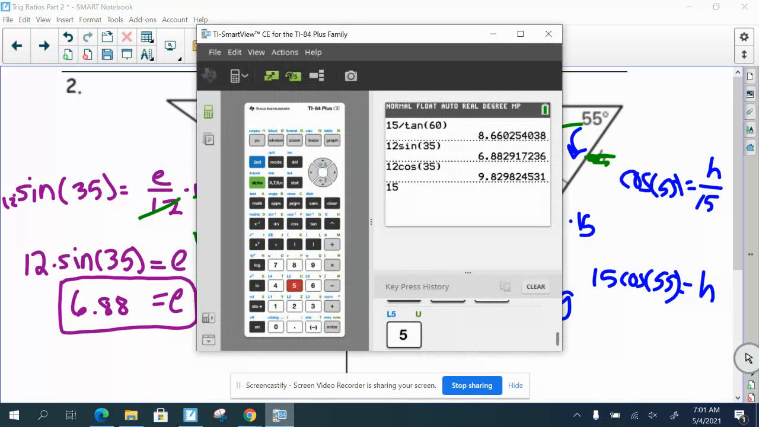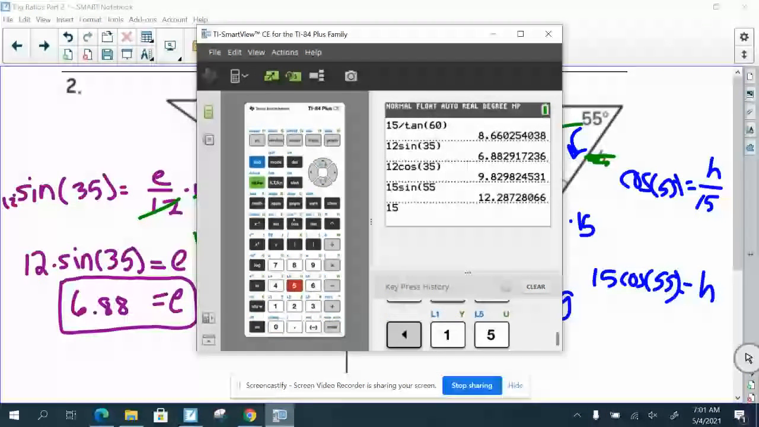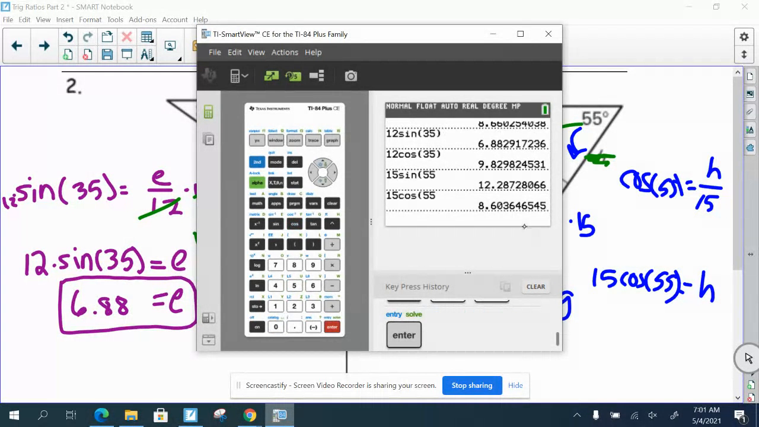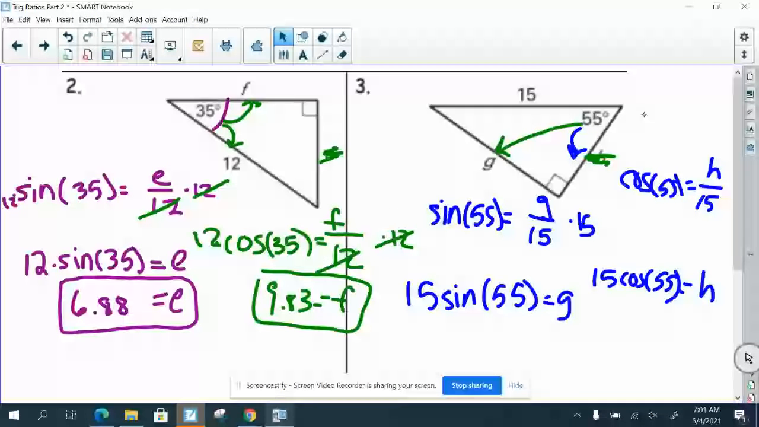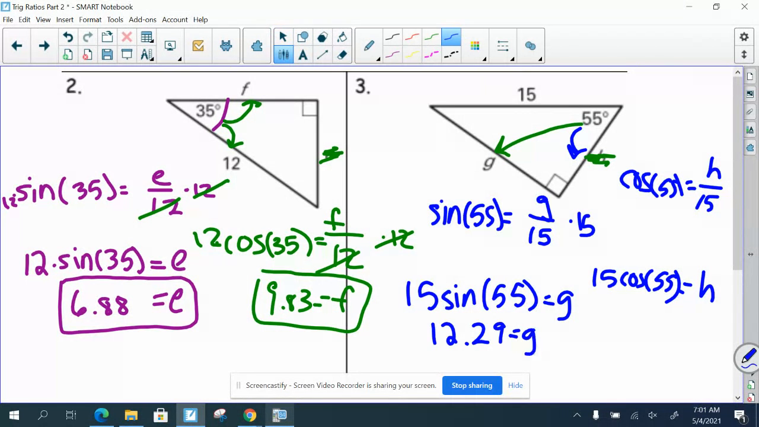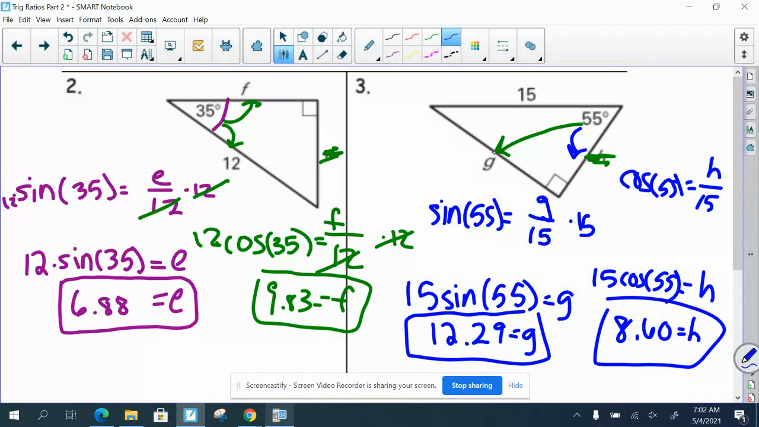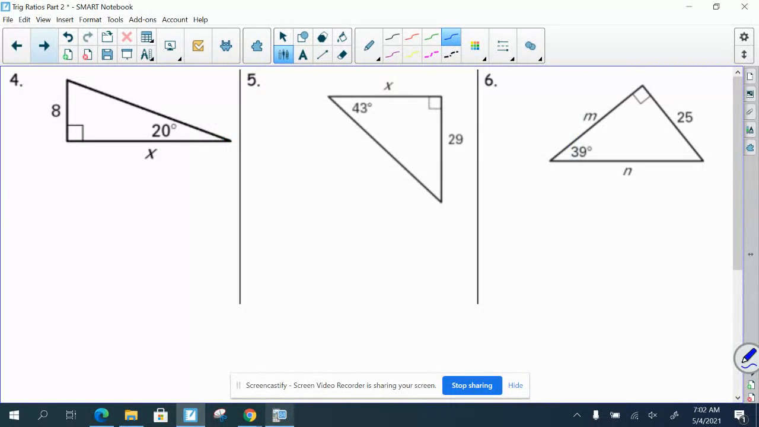So 15 sine of 55, and then 15 cosine of 55. So 12.29 and 8.60. Remember, these are side lengths then. So notice also that the hypotenuse should always be your longest side. So the hypotenuse is 15, and the other lengths were about 12 and 8. So same here. Hypotenuse was 12. That should be your longest side.